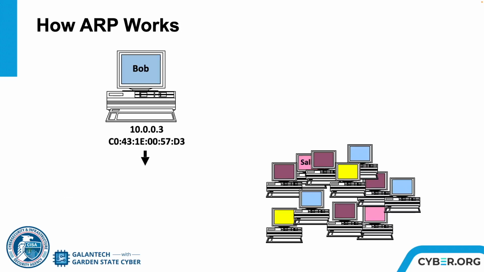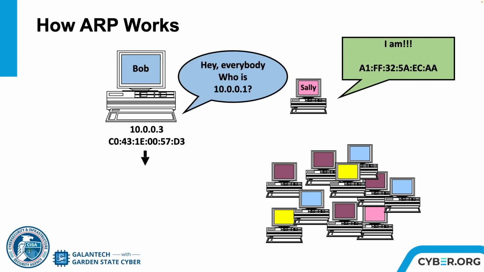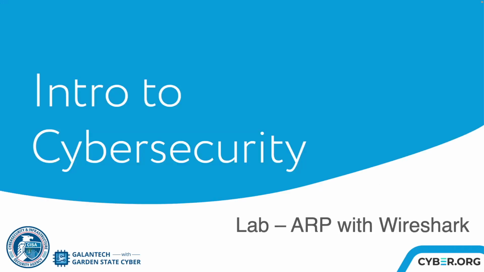Let's look at how ARP works. Bob is sending a message: Hey, who is 10.0.0.1? Out of all those computers, Sally comes up and says, hey, I am. She replies with her MAC address, A1:FF. Then Bob puts that in his ARP table: 10.0.0.1, the internet address she has temporarily, and then her physical address. Okay, that's it. You have another lab, ARP with Wireshark.